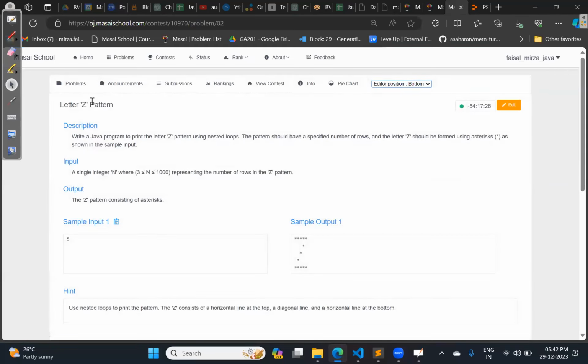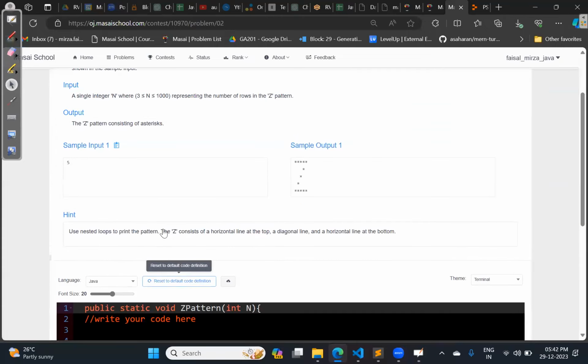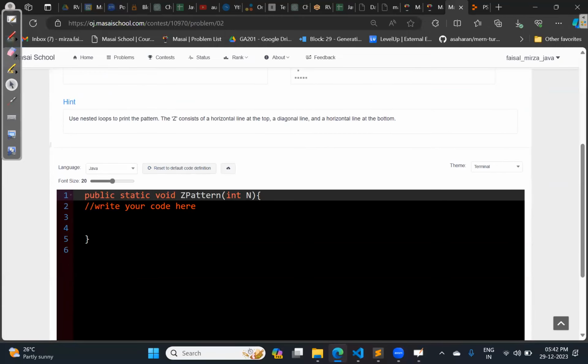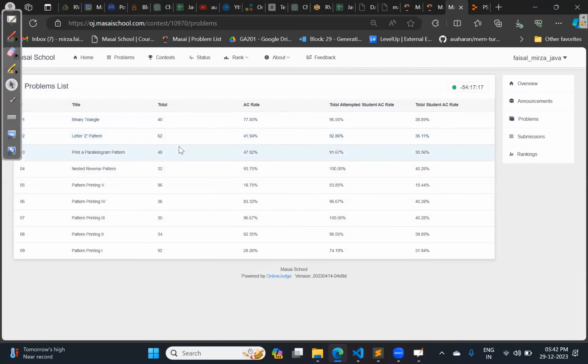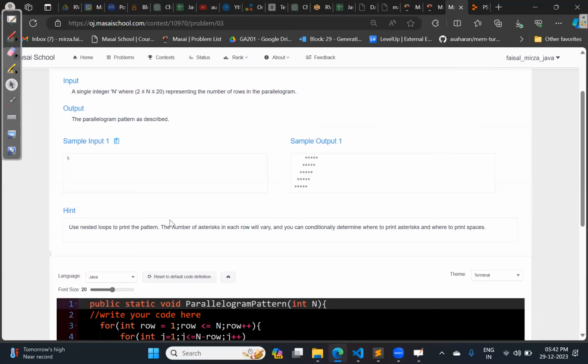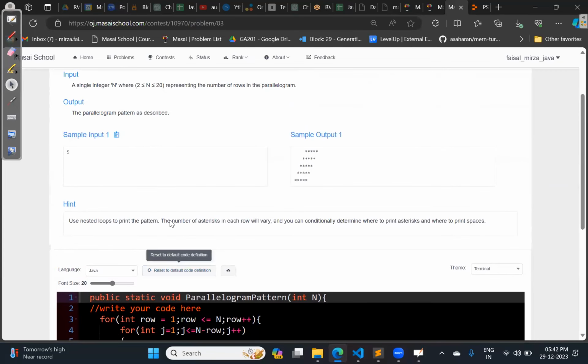Letter Z, I think you guys will be able to solve. Am I right? Will you be able to solve this question? Z pattern? Yeah, of course. Print a parallelogram. Will you be able to solve this question as well? Okay. Let's see first whether we are able to find some pattern in this parallelogram or not.